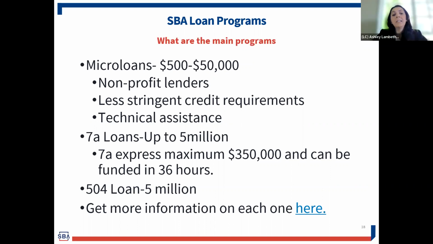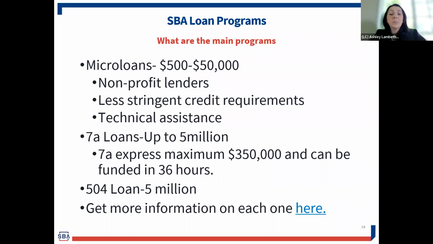7A loans. These are loans of up to $5 million. This is probably our most common and flexible loan. And you can use it for rents, operating expenses, working capital. You can use it to purchase equipment. So you can use it for all sorts of different things. If you're in need of funding really fast, you can look for a 7A Express loan, which has a maximum of $350,000 and can be funded in less than 36 hours. And so this can be a really quick turnaround time.